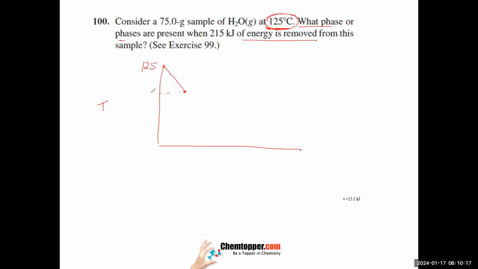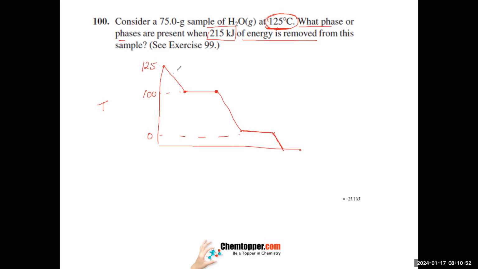This is 100. Then there is a phase change, gas to liquid. Then again the temperature will drop to 0. This is 0. And then again there is a phase change. And then after getting converted into solid, there is again a drop in temperature. So they are saying when 215 kilojoules of energy is removed, what is the state of matter?